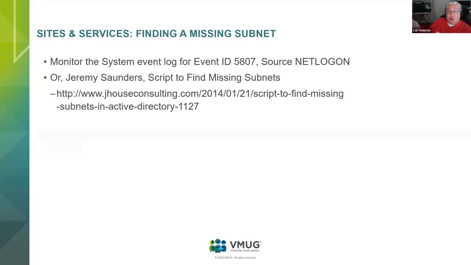So you're going to monitor your system event log on every domain controller for event ID 5807, source NETLOGON. You can also run this script from my friend Jeremy Saunders, and it will go through the C:\Windows\debug\netlogon.log on every domain controller, because every domain controller is independent. Because remember, we're picking a domain controller. So every domain controller authenticates different clients. So you want to find that.